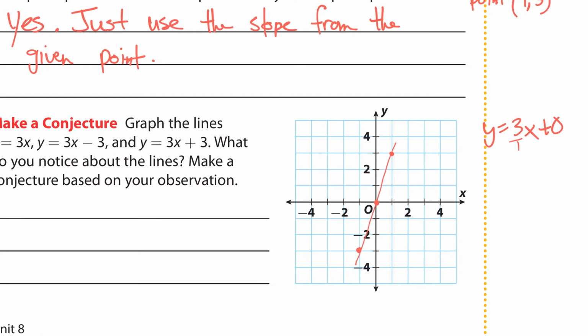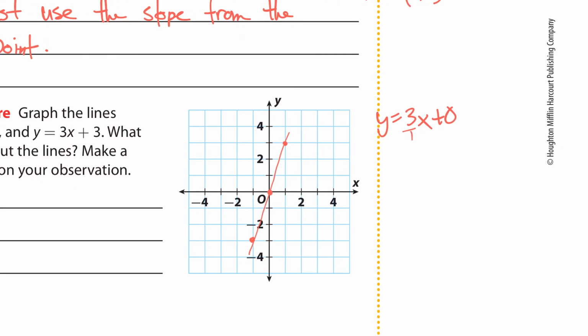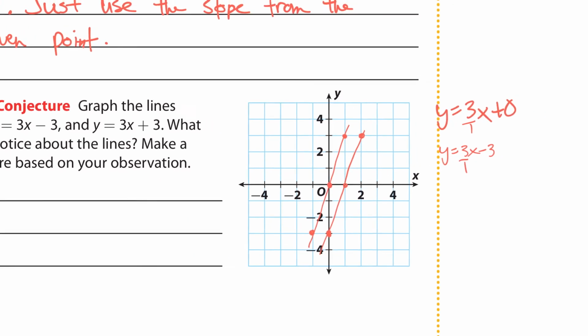Y equals 3x minus 3. So in that, y equals 3x minus 3, that means I start at negative 3. That's the y-intercept, and I go up 3 and over 1, up 3 and over 1. And there's that. And then the next one is y equals 3x plus 3.